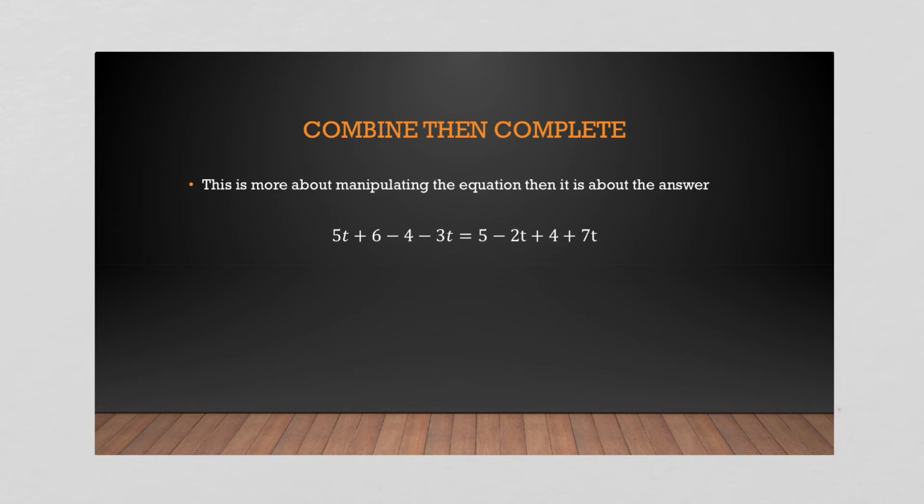So here's another one, looks a bit bigger, but again, it's the same process. So look on the left first. Here's 5t minus 3t is 2t, and then these two things will group. 6 minus 4 is plus 2.